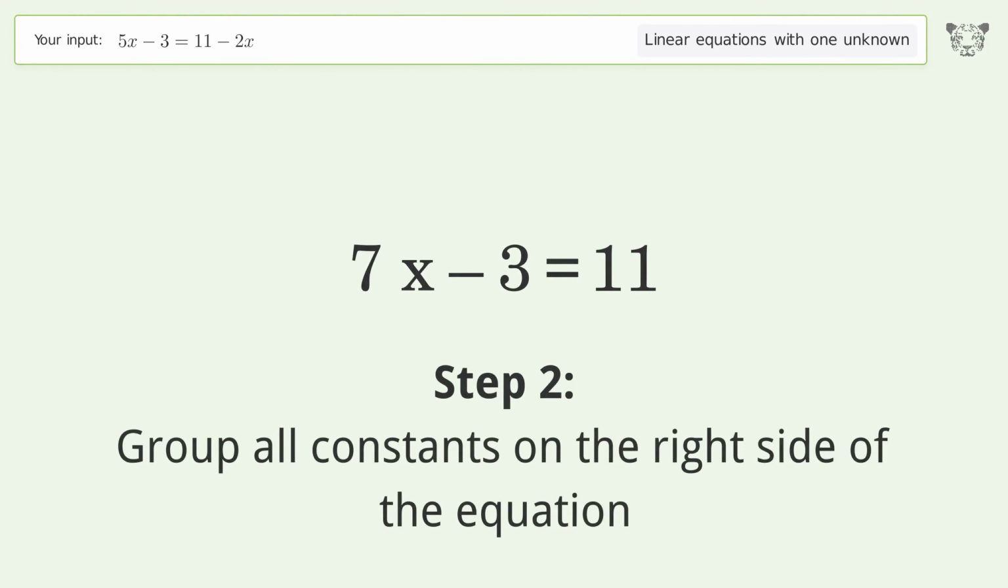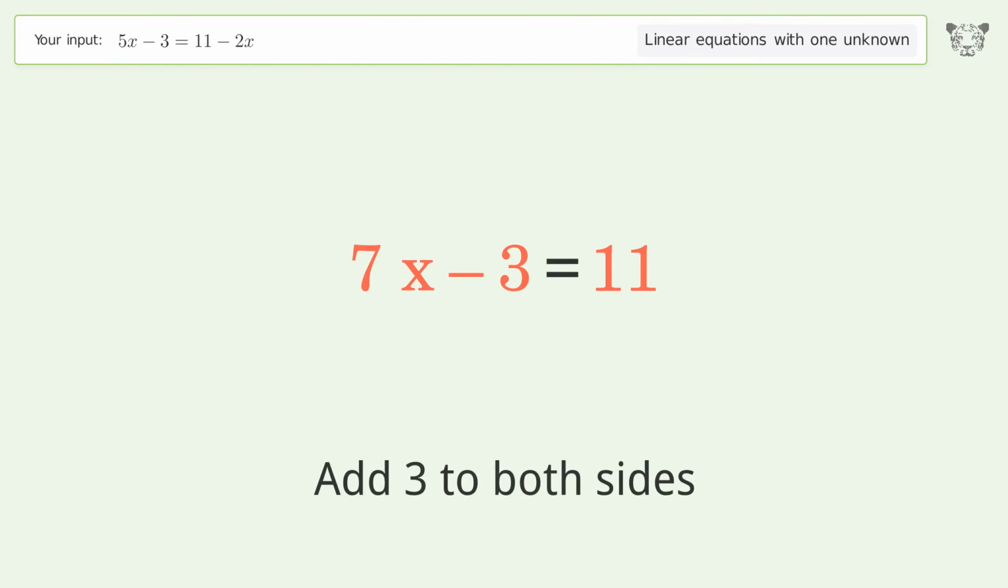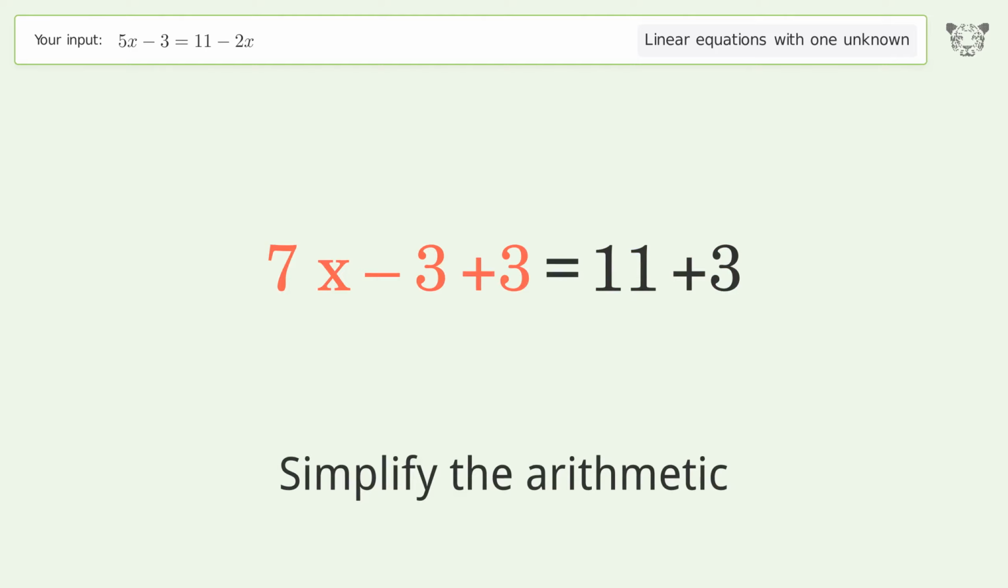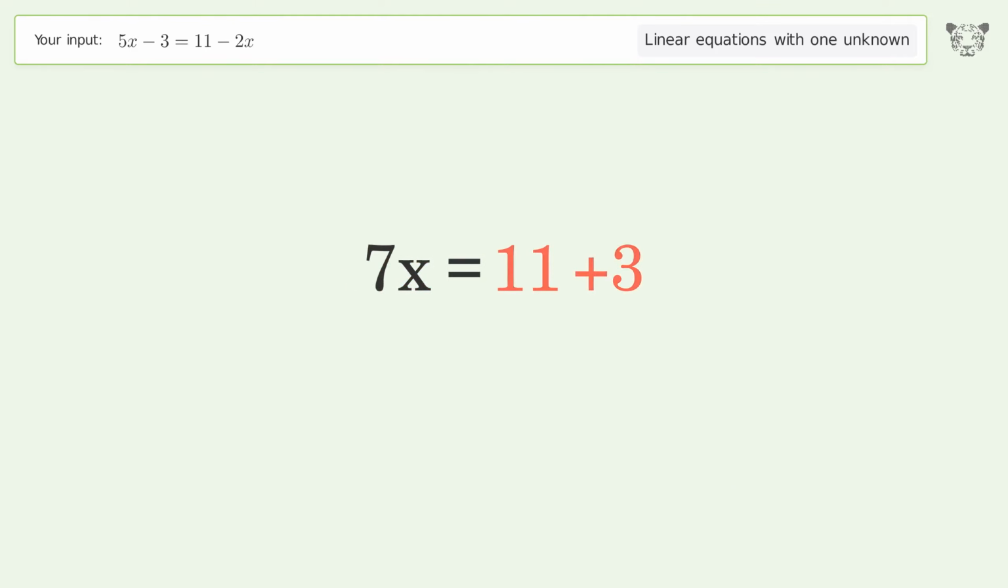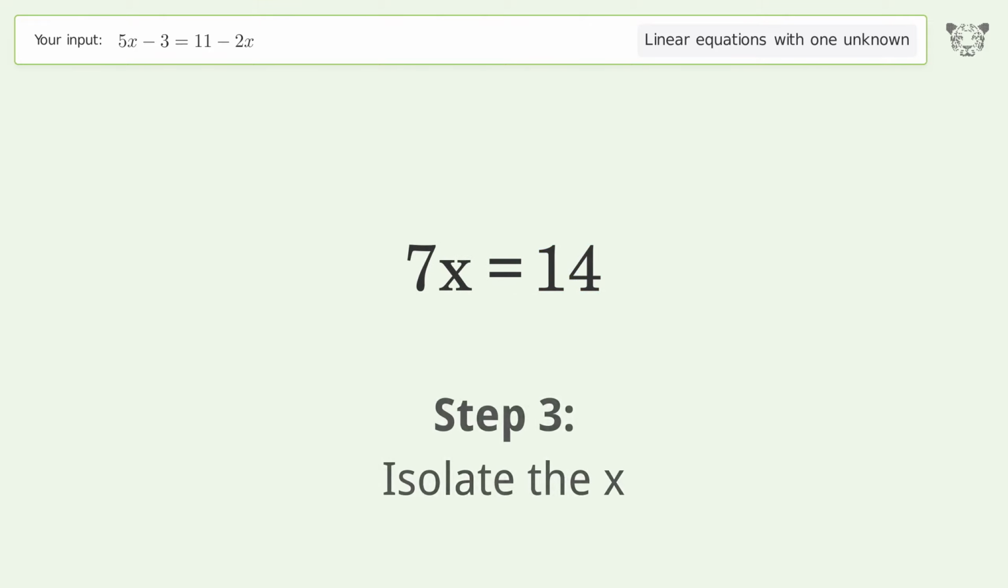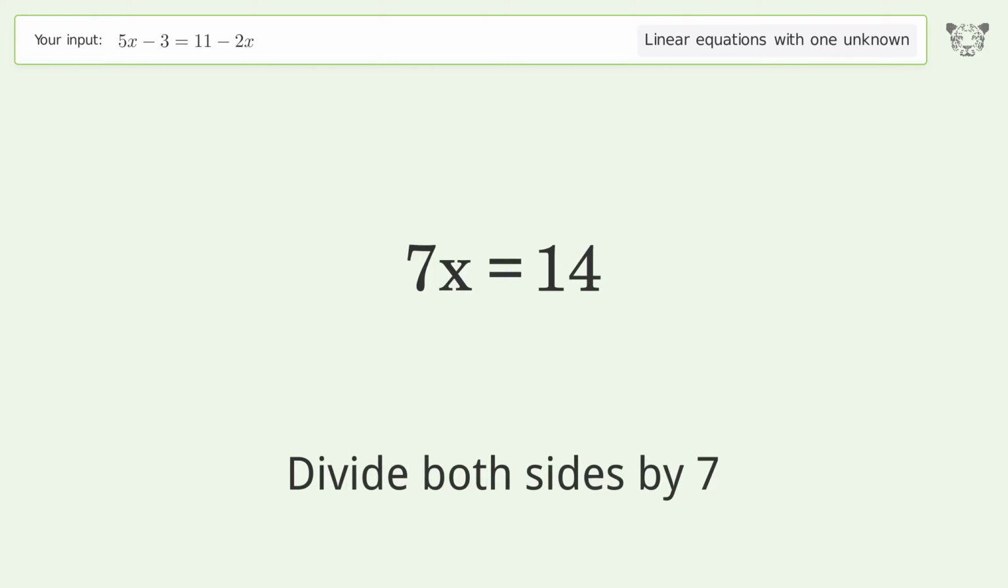Group all constants on the right side of the equation. Add 3 to both sides. Simplify the arithmetic. Isolate the x. Divide both sides by 7.